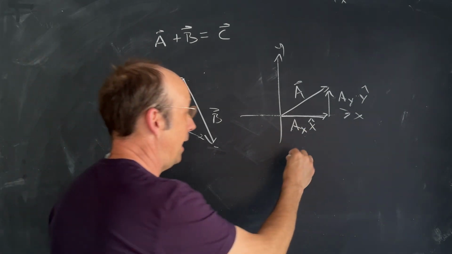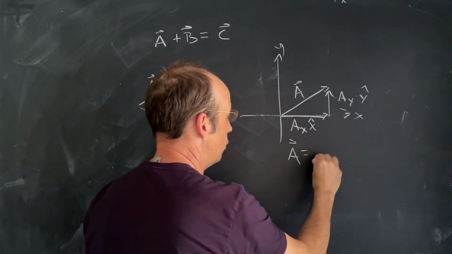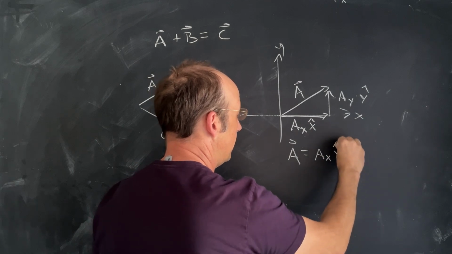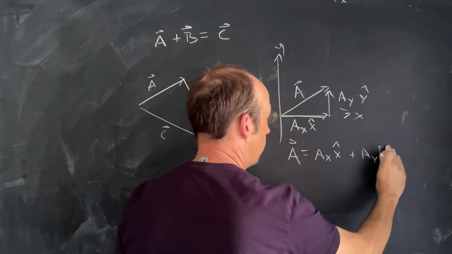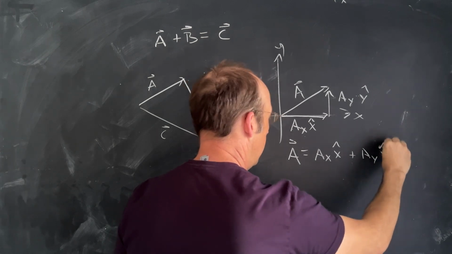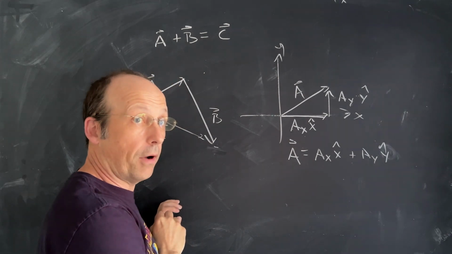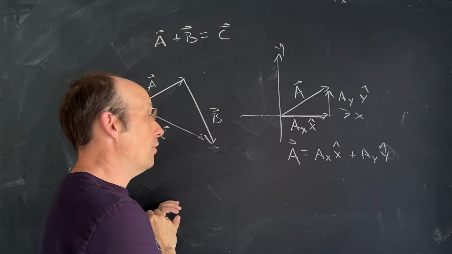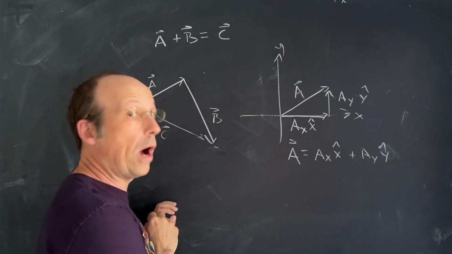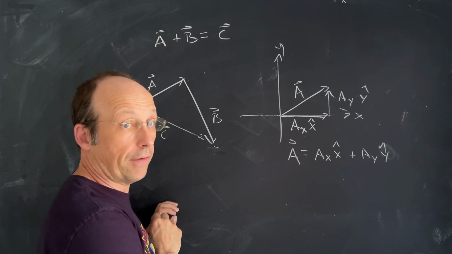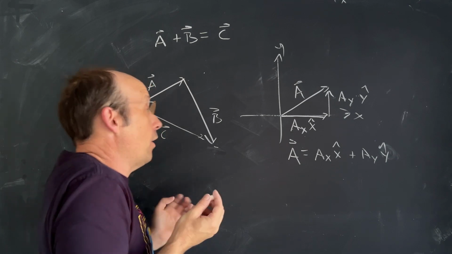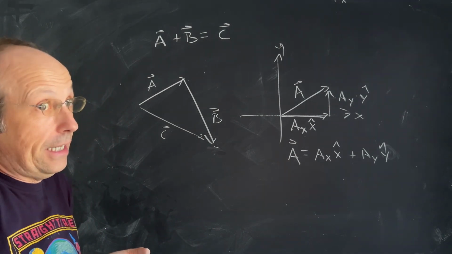So the x hat and the y hat are just notations to take this value and make it a vector. But then I can get A is equal to AX, x hat, plus AY, y hat. And this is component form of a vector. It turns out to be super useful, way more useful than drawing vectors by hand, graphically. Now the question is, how do I find AX and AY?